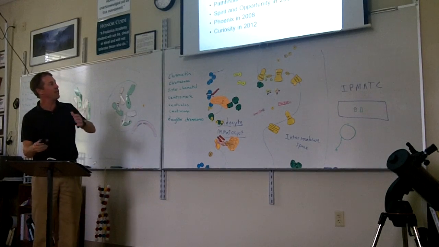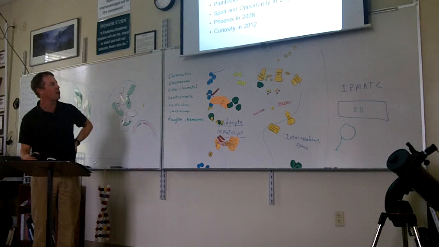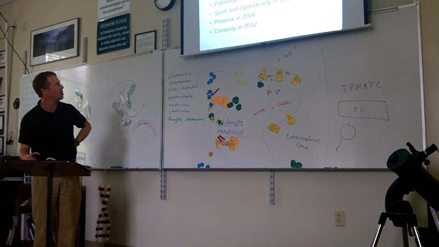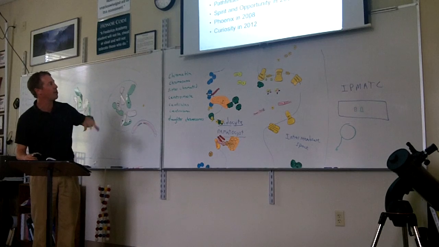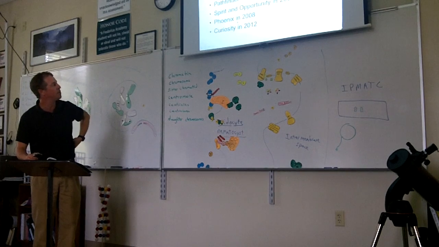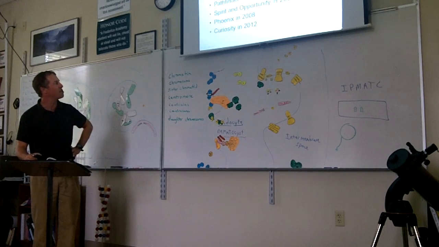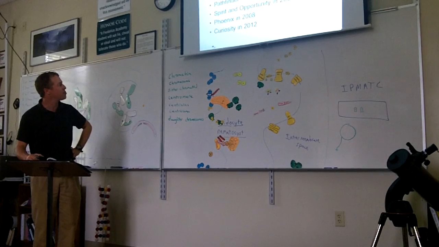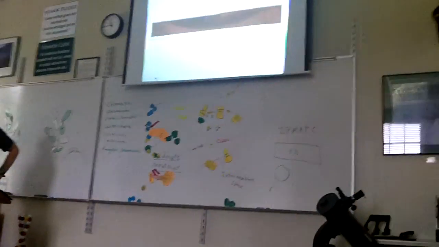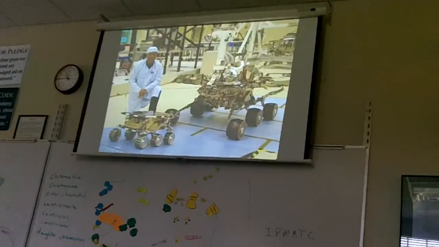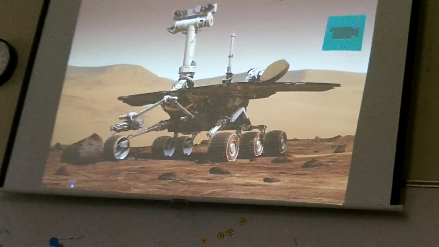Spirit and Opportunity were even bigger rovers, and they worked for a couple of years. I don't think they're working anymore. Phoenix was another one that didn't roll around. It just landed in one spot and did samples and stuff. But the best one is Curiosity. And that's what I want to show you here. These are all pictures showing some of the rovers and such.